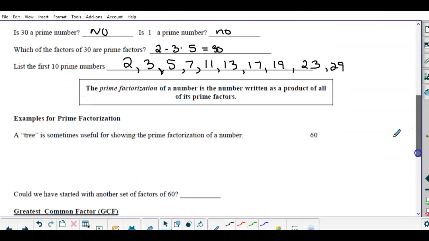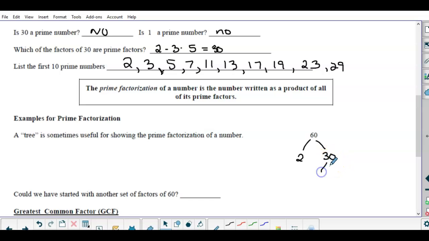So if you get to bigger numbers, you may have learned this in junior high, you split it up and kind of put branches on your tree. And I always start with the smallest prime number. Does 2 go into 60? And it does. And so I show the two factors that multiply to 60. And then I keep going until I get only prime numbers at the end of each branch.